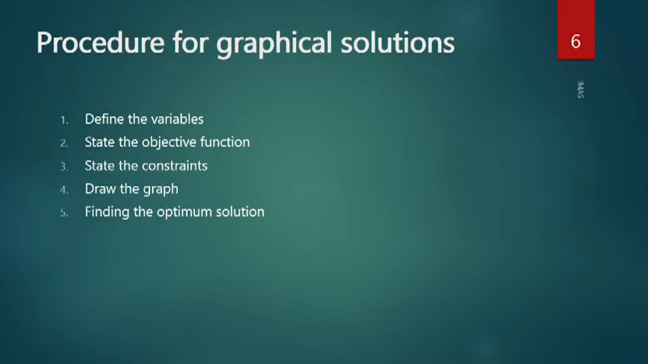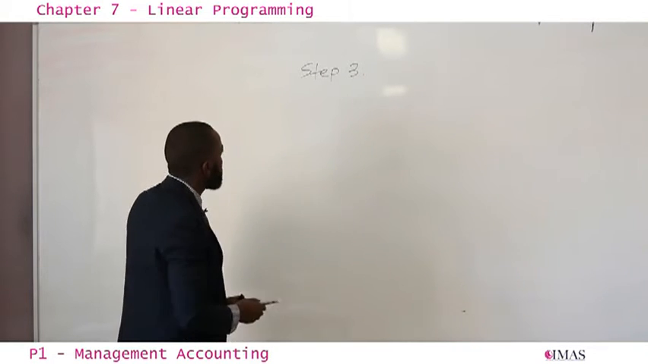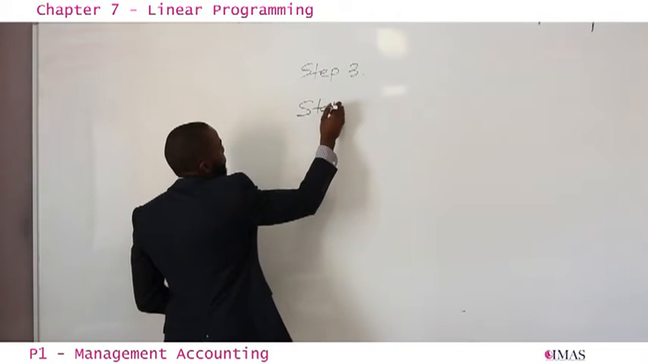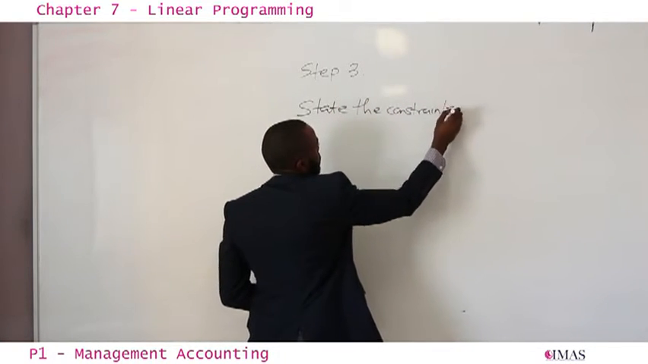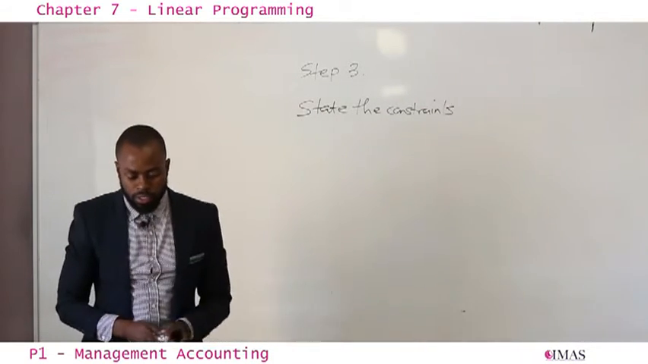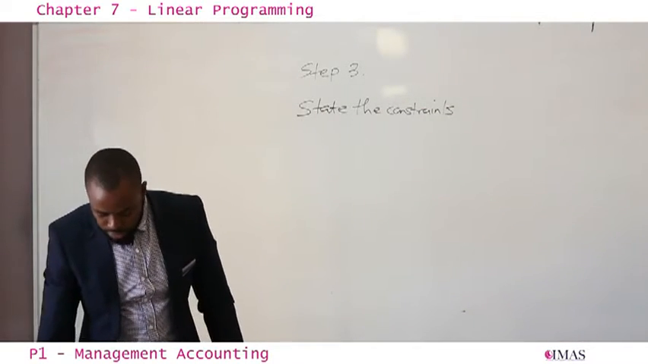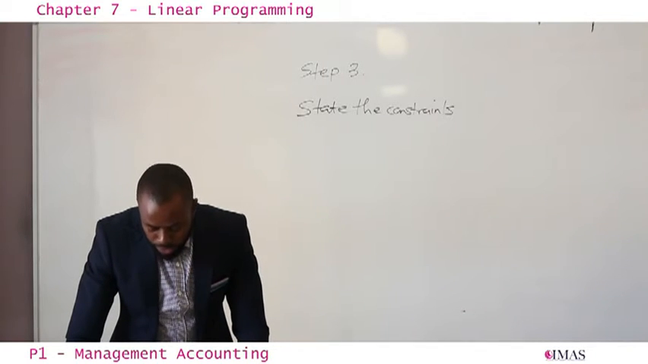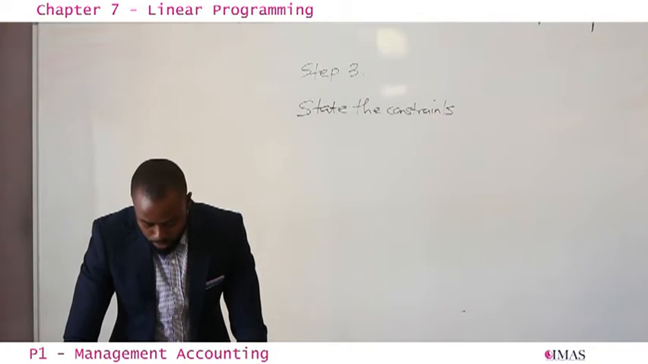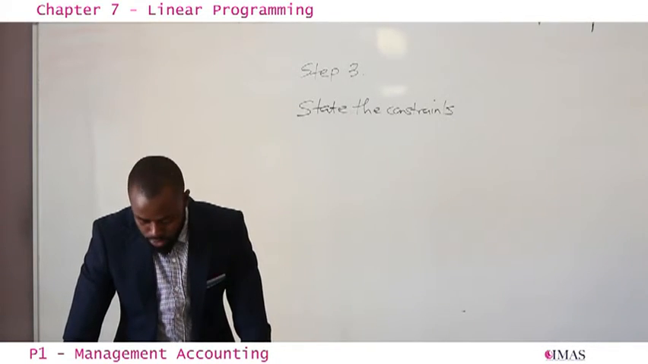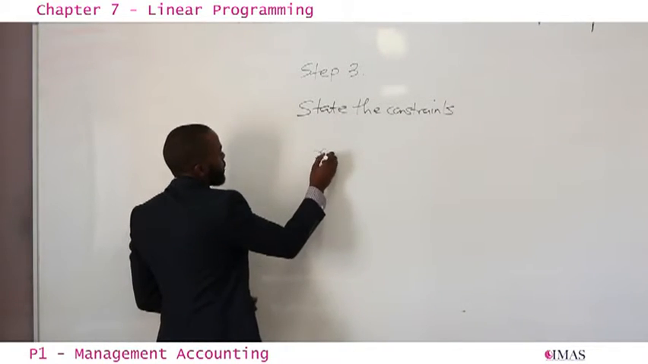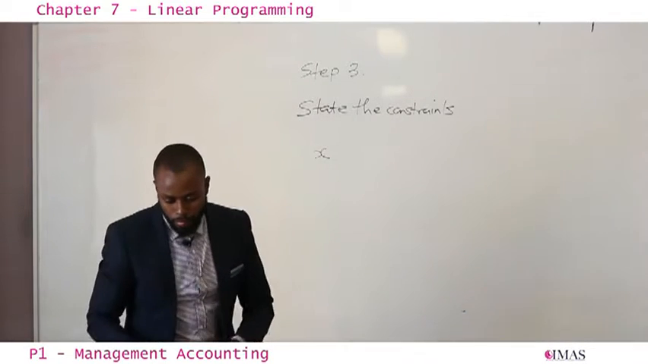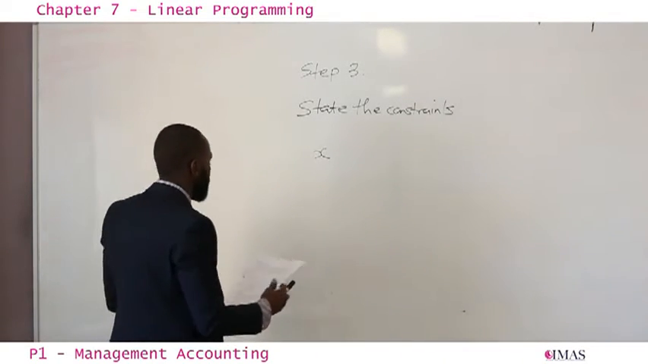Now on step 3, we need to define or state our constraints. Constraint number 1 is in department A. Department A, there are only 11,000 hours available. Department B, 9,000 hours available. Department C, 12,000 hours available. If we produce certain units of X and certain units of Y, we need to be within the constraint.